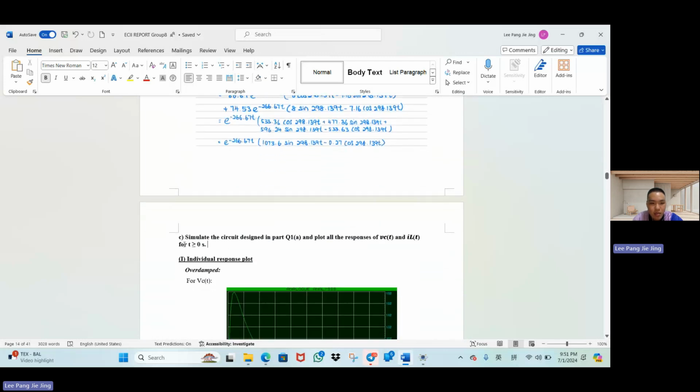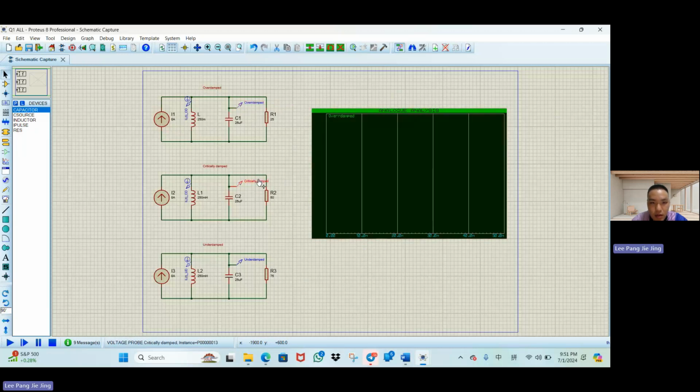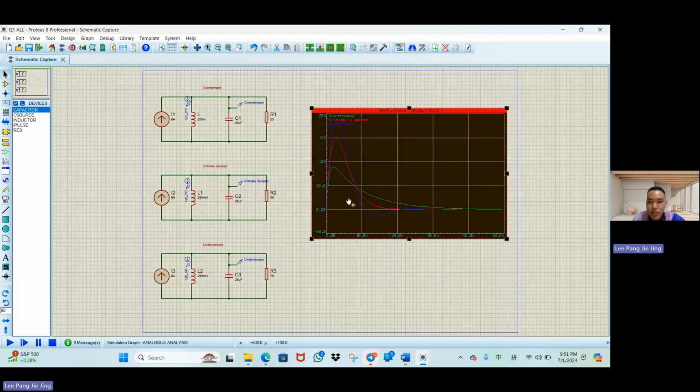The next one is to simulate the circuit designed in part Q1A and plot all the responses of vC(t) and iL(t) for t greater than or equal to 0 seconds. We are using Proteus. This is the circuit and this is the graph. We put this inside the graph, and then we simulate the graph and get these three graphs.